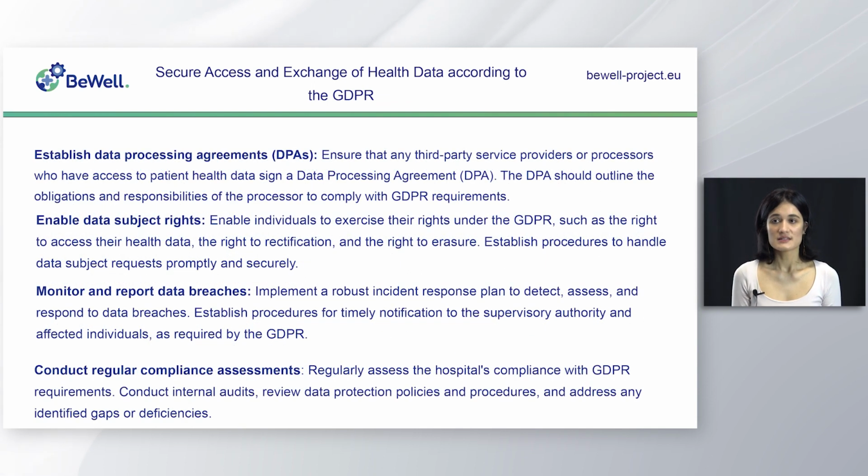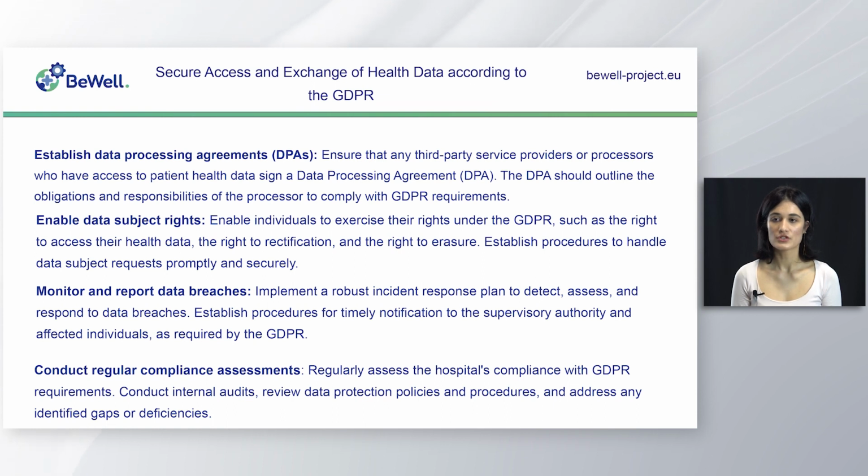7. Establish data protection agreements. Ensure that any third-party service providers or processors who have access to patient health data sign a data processing agreement. The DPA should outline the obligations and responsibilities of the processor to comply with GDPR requirements. 8. Enable data subject rights. Enable individuals to exercise their rights under the GDPR, such as the right to access their health data, the right to rectification, and the right to erasure.